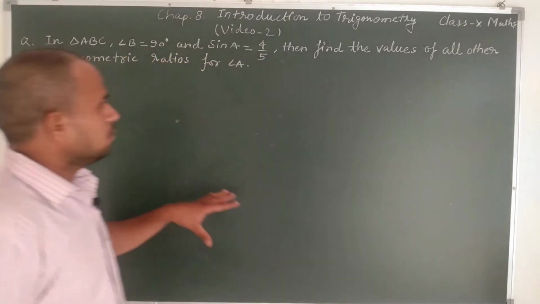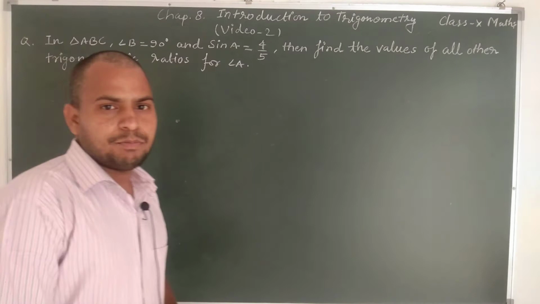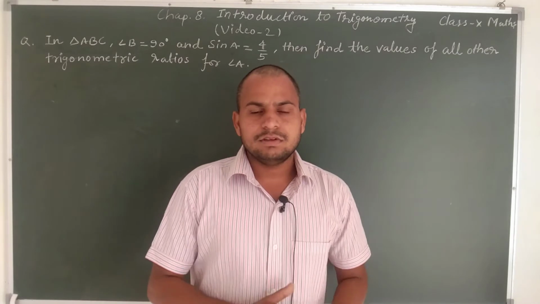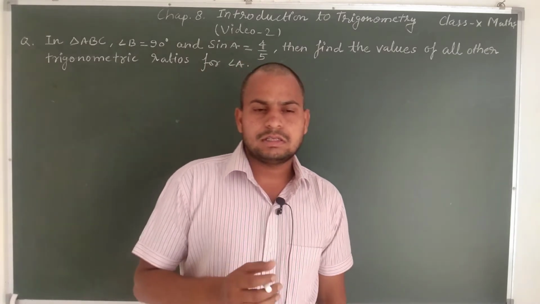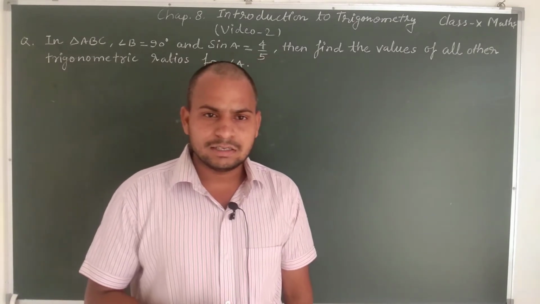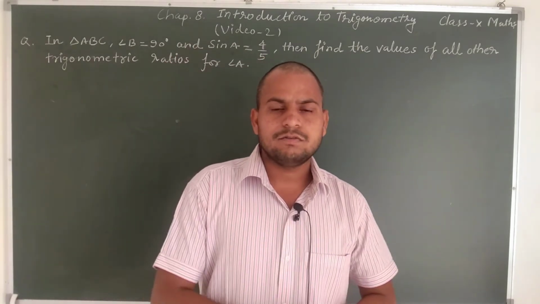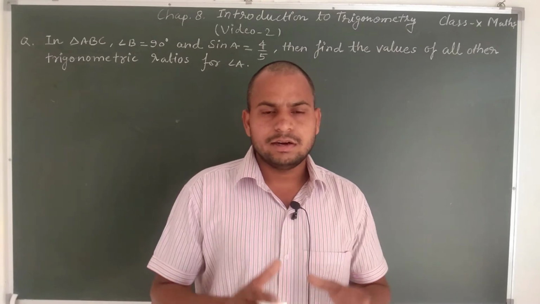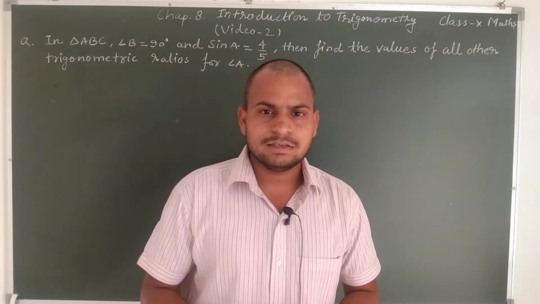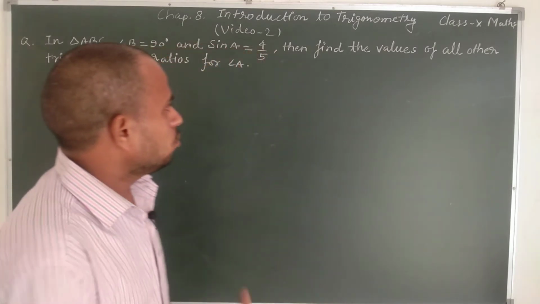So today we have a question based upon our previous video lecture, where we discussed some concepts like trigonometry and trigonometric identities. We discussed how to take a right triangle and find the angles as well as sides with the help of trigonometric ratios.